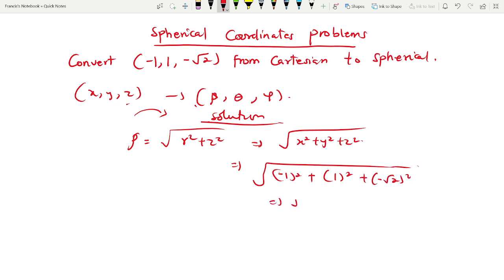So what am I getting? Square root of what? 1 plus 1 plus 2, that gives me 4. So square root of 4, which is 2. So my rho is 2.